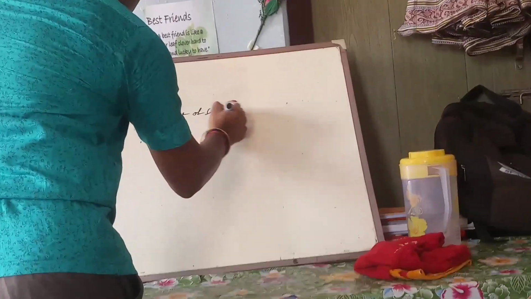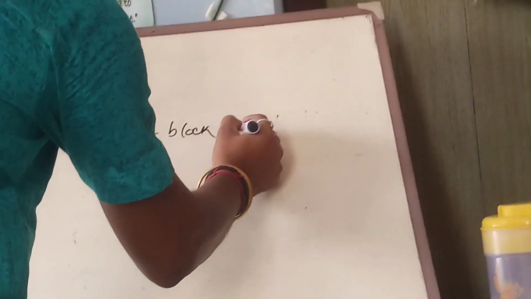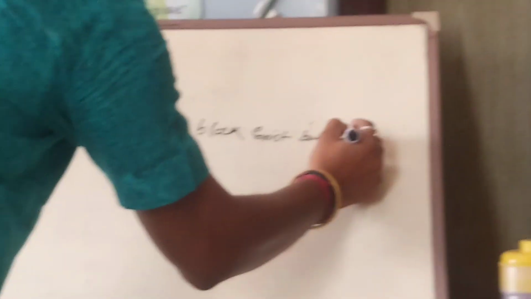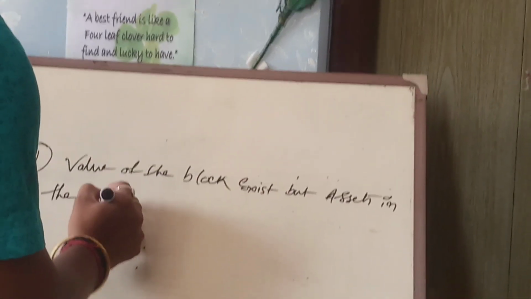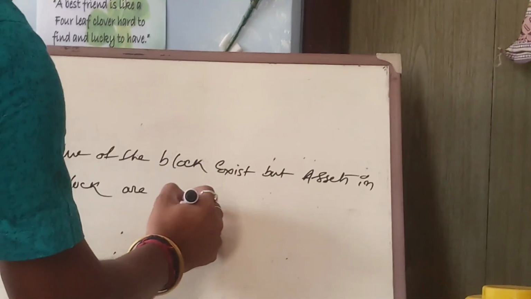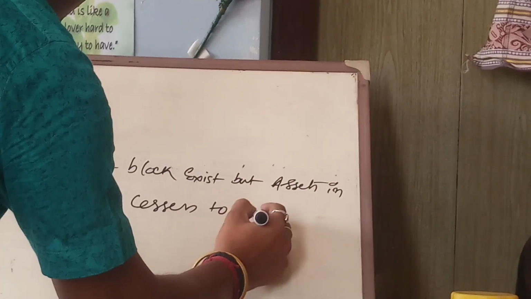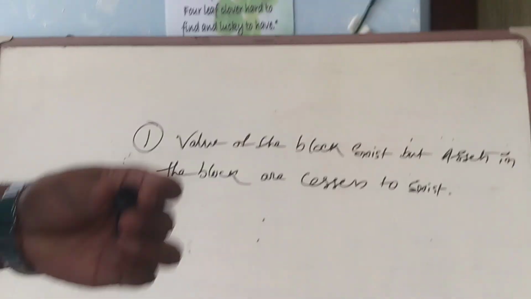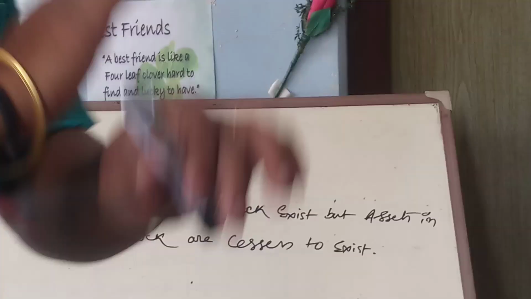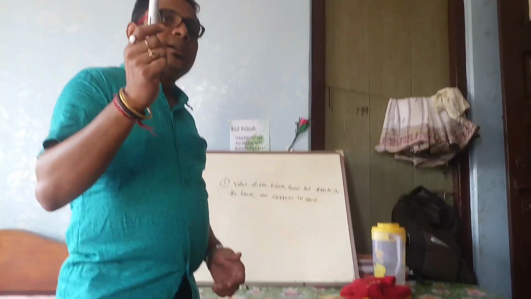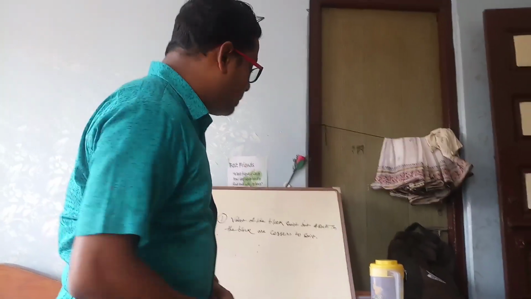Exception number 2, where the value of the block exists but the assets in the block cease to exist. That means there is no physical asset in the block, whereas there are some positive values in the block. How can it be possible? There is no asset in the block, but there are some positive values in the block.